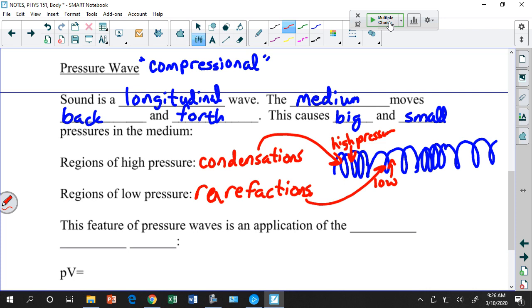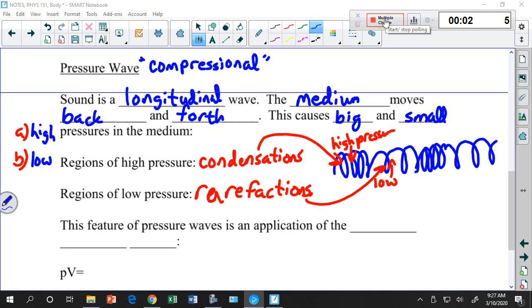And depending on the quality or the type of the sound, those rarefactions and condensations are going to be close together, or they're going to be far apart. What kind of sound do you think it's going to be if the rarefactions and condensations are really close together? Let's do that as a clicker question. I want you to think about it. Is it going to be a high-pitched sound, or a low-pitched sound?